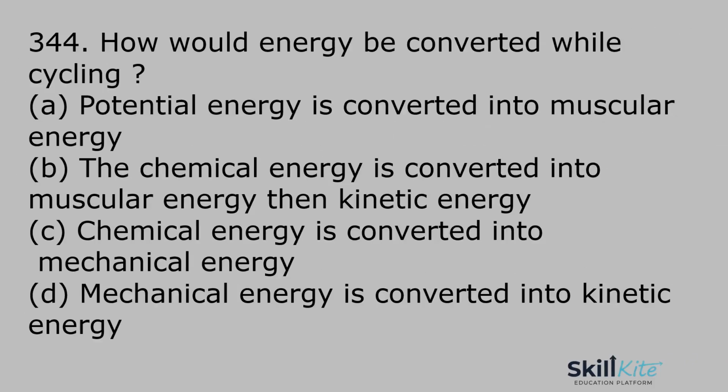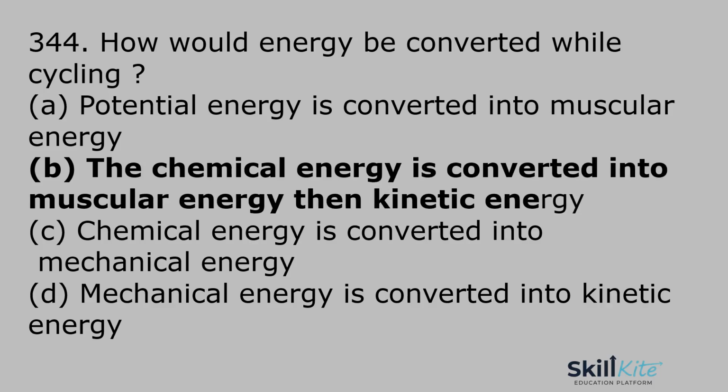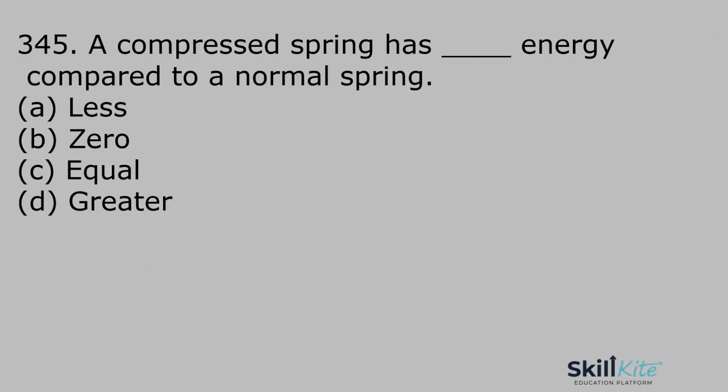How would energy be converted while cycling? The chemical energy is converted into muscular energy, then kinetic energy. Option. A compressed spring has more energy compared to a normal spring, because it stores the potential energy.